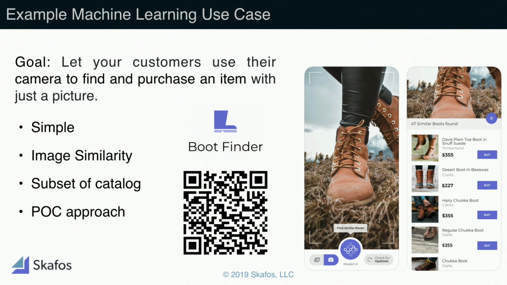All right, so we put together a mobile app here. At Skafos, we create example apps that use ML models to solve real-world problems. A little bit more meaningful than, is this a cat, or is this a dog, or is this a hot dog, or not hot dog, right? So this example right here is Boot Finder. You can actually download it if you like while I talk about it and where we review it here. It's up in the App Store, but it's also open source. The goal for this application is to let users use a camera to find and purchase an item with just a picture.